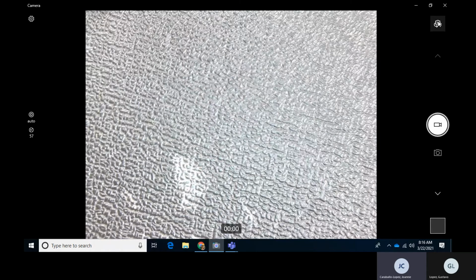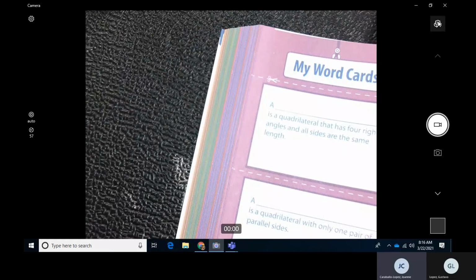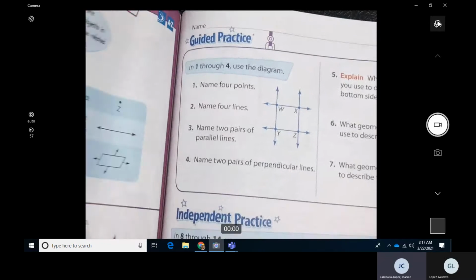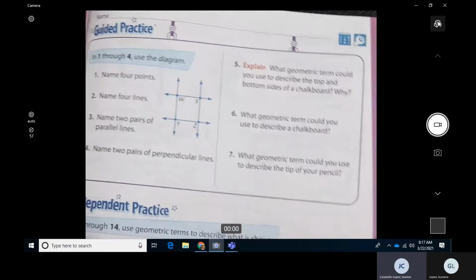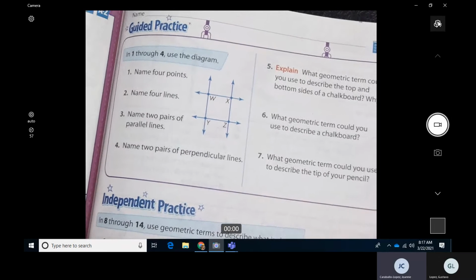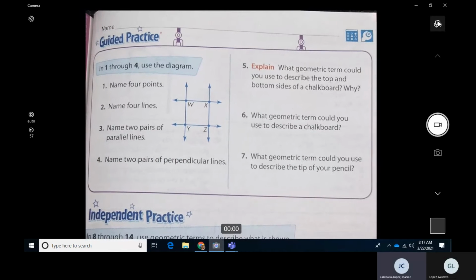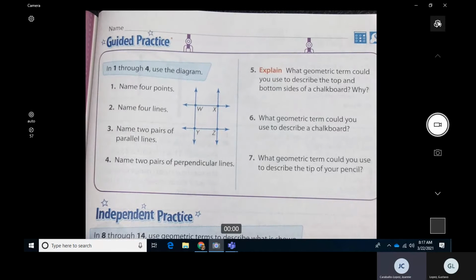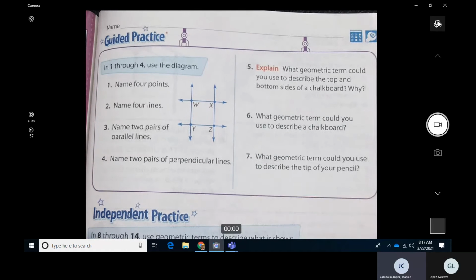Okay, so we are on page 763, okay? We're going to be looking at problems 1 through 4. So todo el mundo estamos en la página 763. ¿Estamos todos ahí? Página 763. Are we all there? All right, perfect.